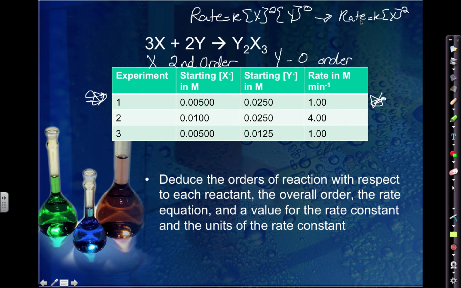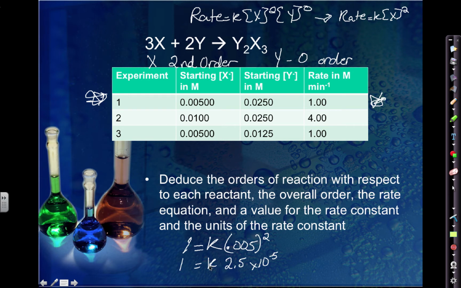So my rate here is 1. So 1 is equal to K. I don't know what K is yet. Times the concentration of X, which is 0.005 to the second power. Yeah, so I can do this. I can solve for K now. 0.005 to the second power would give me 2.5 times 10 to the negative 5th.